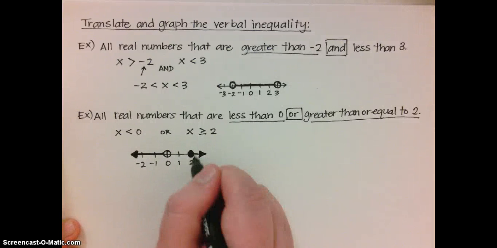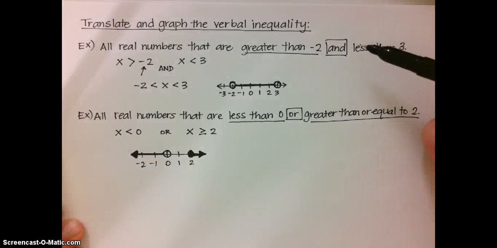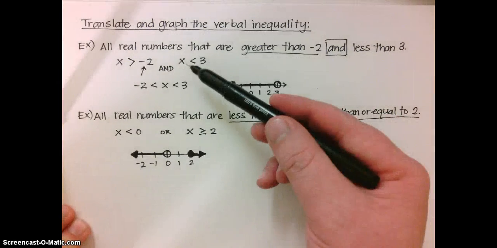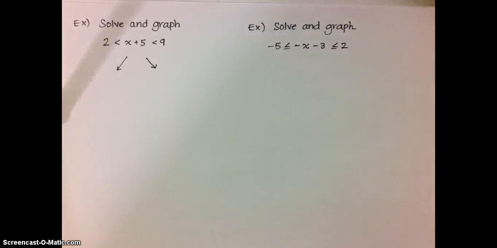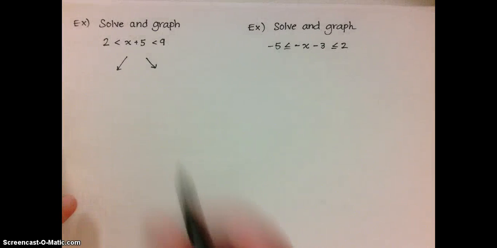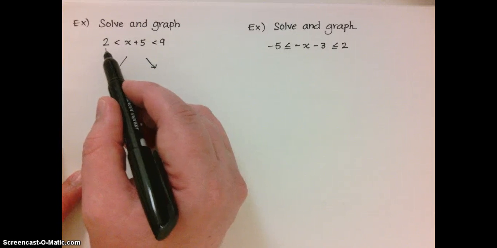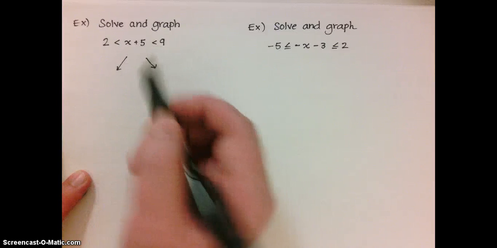So this is just some good practice, some good examples for you to look at of just how to translate some verbal inequalities, how to rewrite them, and then how to graph them. So let's get into some real examples that you might be facing. The first one is going to be a compound inequality. It says 2 is less than x plus 5, which is less than 9.